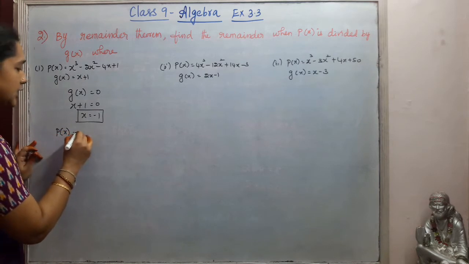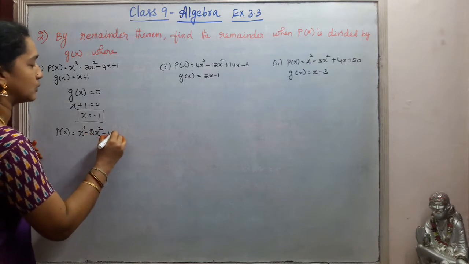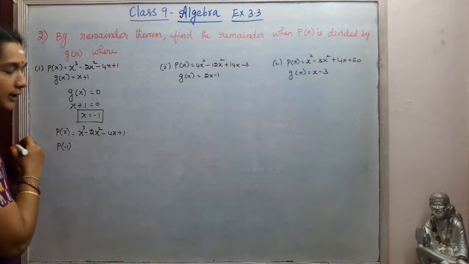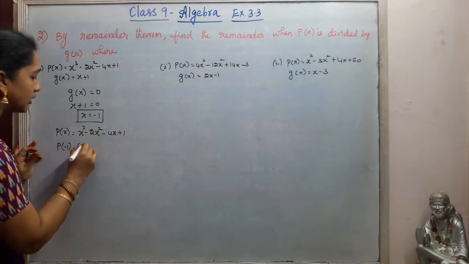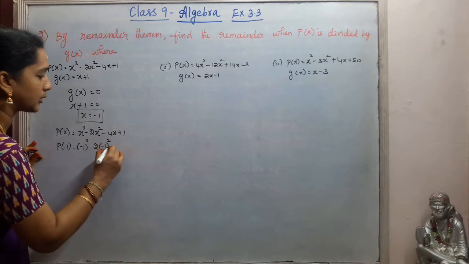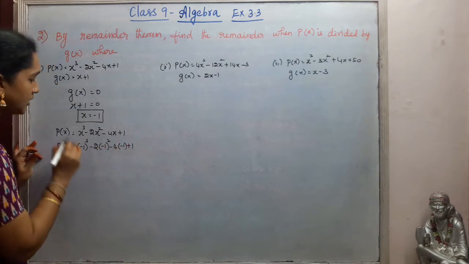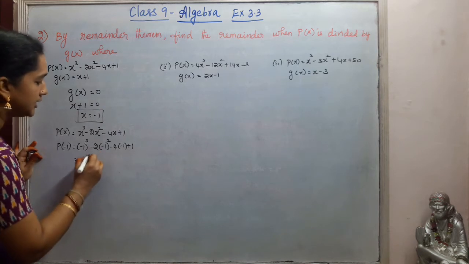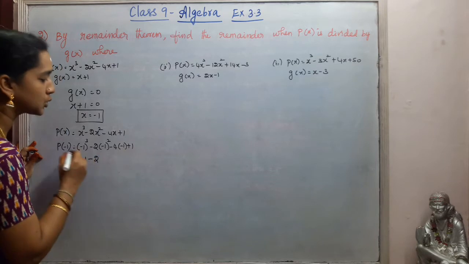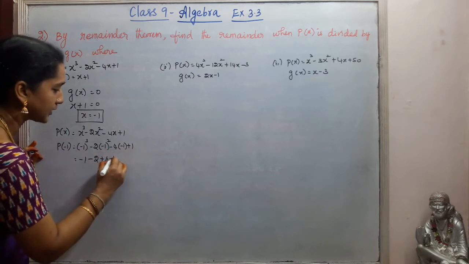So p of x is equal to x cube minus 2x squared minus 4x plus 1. So instead of this x we will substitute minus 1. So p of minus 1 is equal to minus 1 cube minus 2 into minus 1 the whole square minus 4 into minus 1 plus 1. So this is equal to minus 1. So this is minus 1 the whole squared is 1. So minus 2. Then minus into minus plus 4 ones are 4 plus 1.